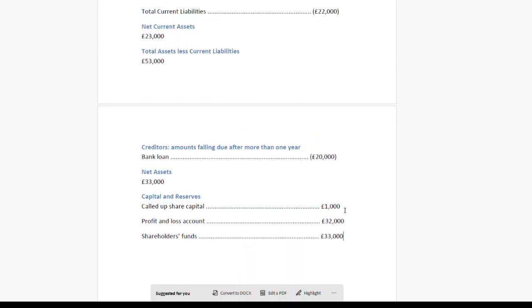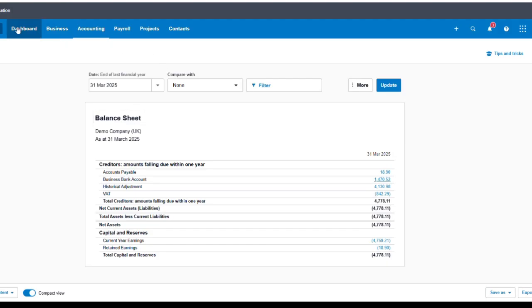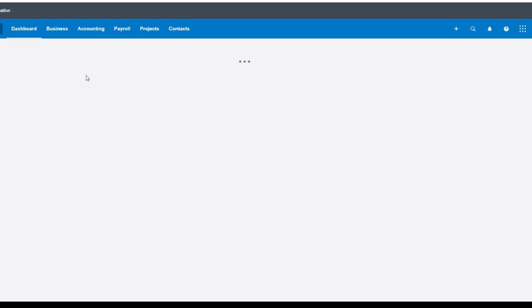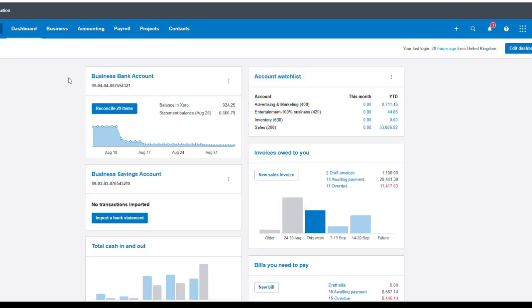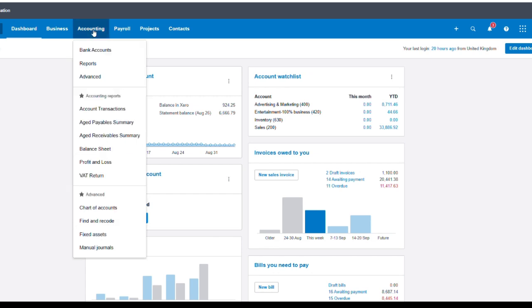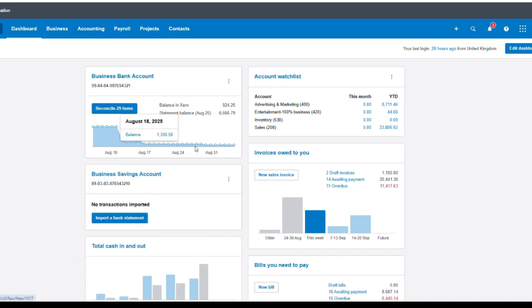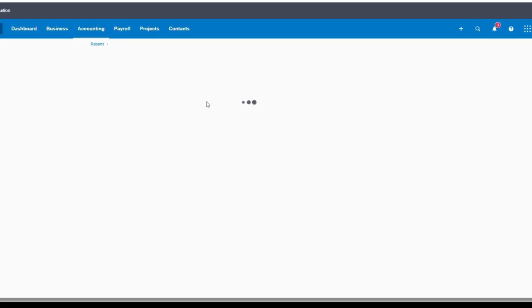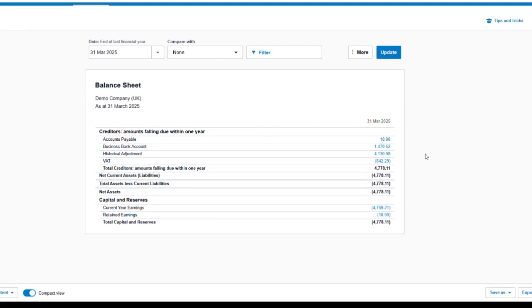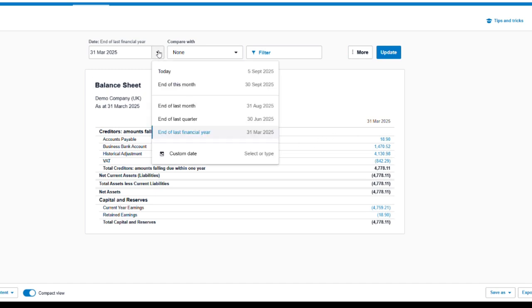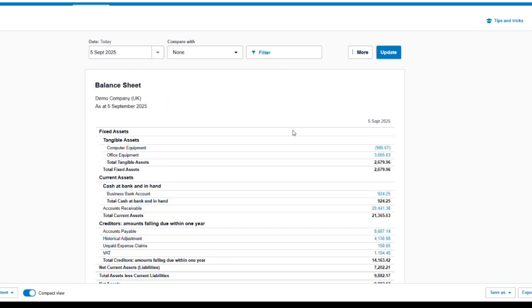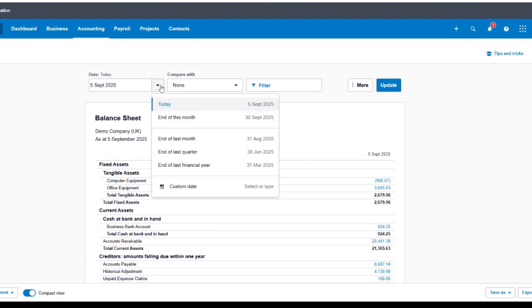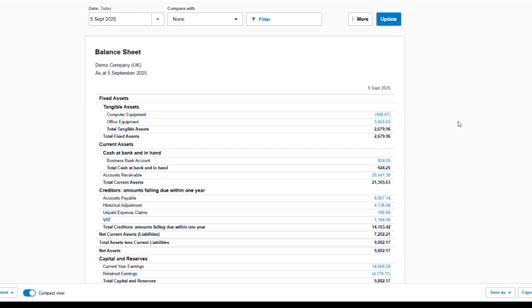If you do want to have a look in Xero, for example, I'll just show you the steps to running a balance sheet in Xero. So this is a demo company we've got set up in Xero. If you want to run your own balance sheet, you would go to accounting here, and then go down to the balance sheet here, and then it will run a balance sheet. There's not much on here as an example really, but it's more to give you practical steps on how you would run a balance sheet in Xero. Select the date range you want. So if you want it to the end of last financial year, or you might want it today, select that, update, and then that will give you your balance sheet as it stands today in the business.